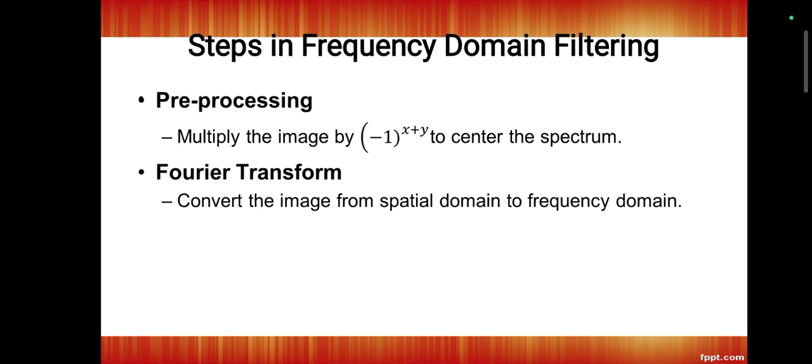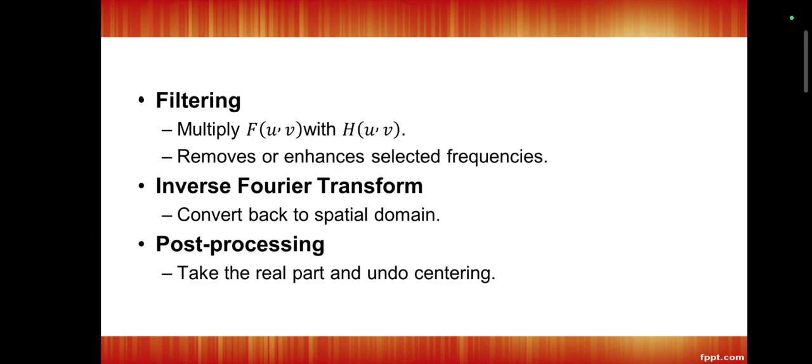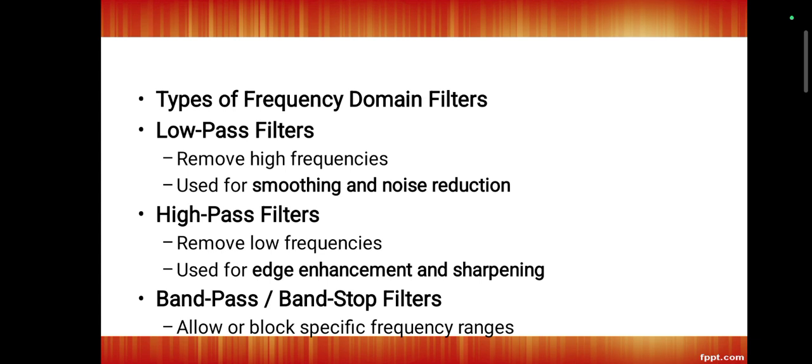First one, pre-processing, that is multiply the image by (-1)^(x+y) to center the spectrum. Then convert the image from spatial domain to frequency domain, and filtering, or multiply F(u,v) with H(u,v), which removes or enhances the selected frequencies. Inverse Fourier transform converts back to spatial domain. Post processing takes the real part or undoes centering. The types of frequency domain filters are low pass filter, high pass filter, band pass filter.